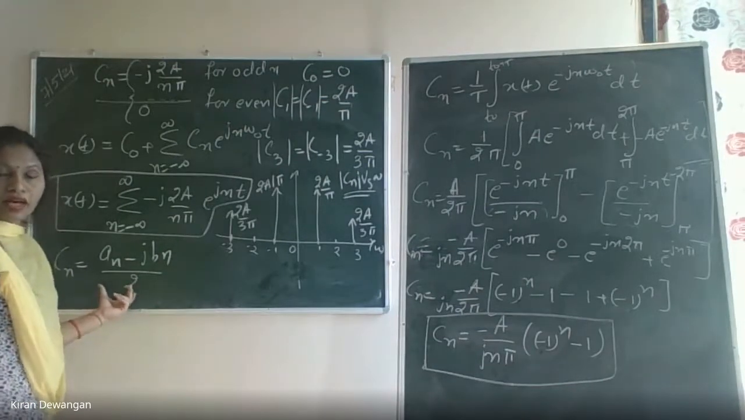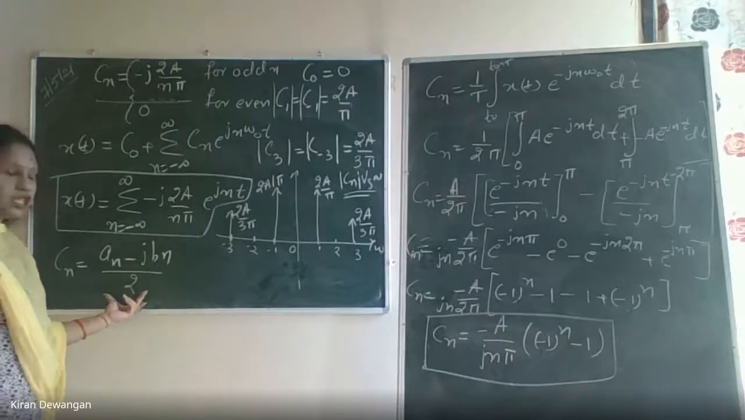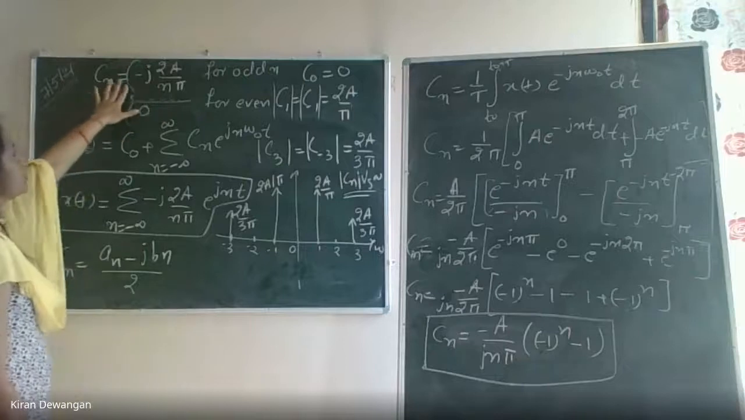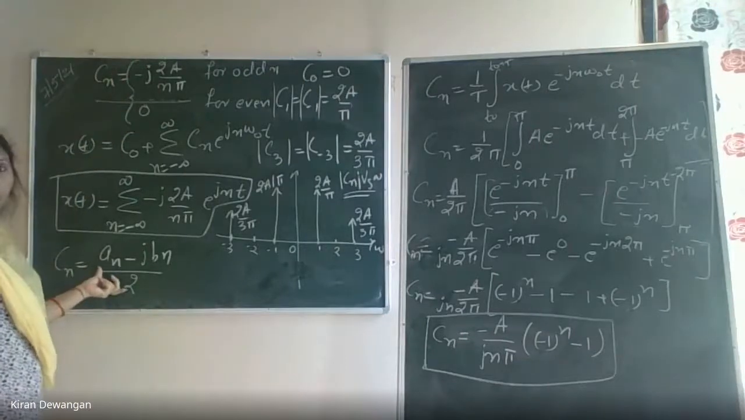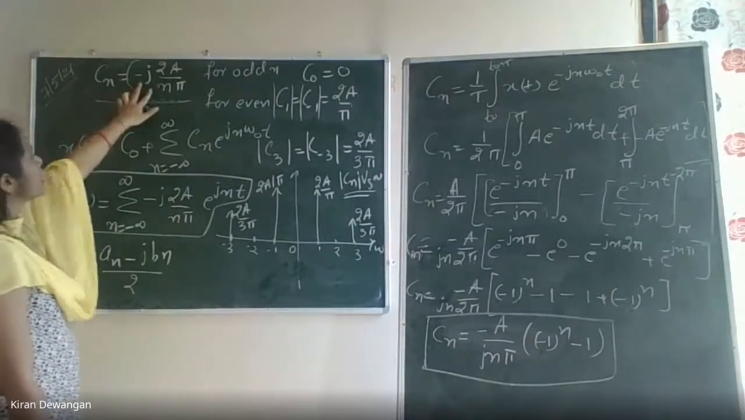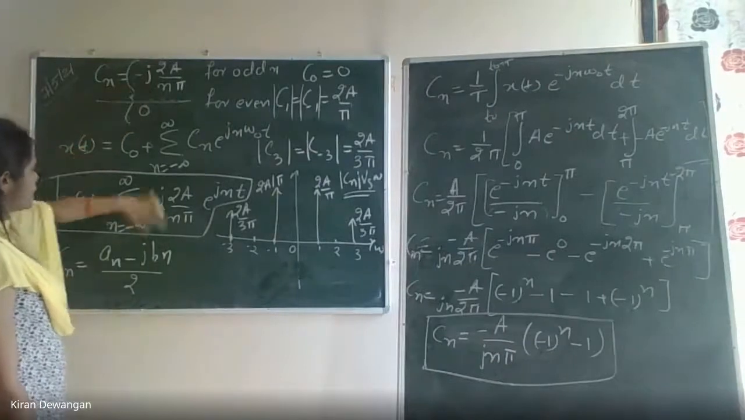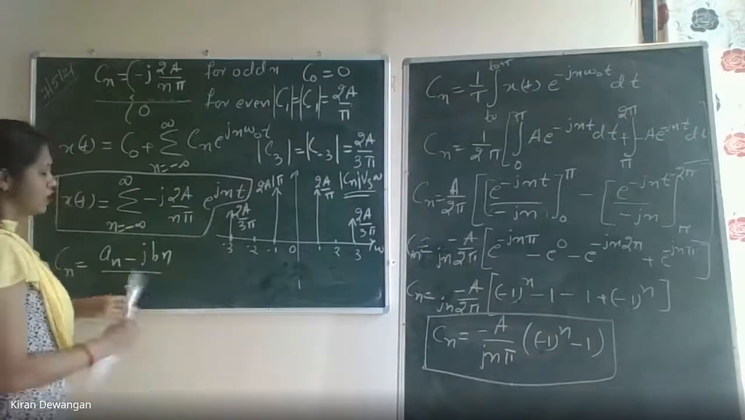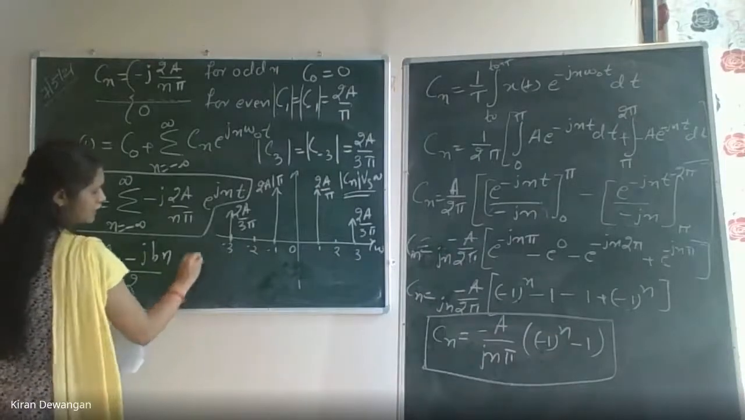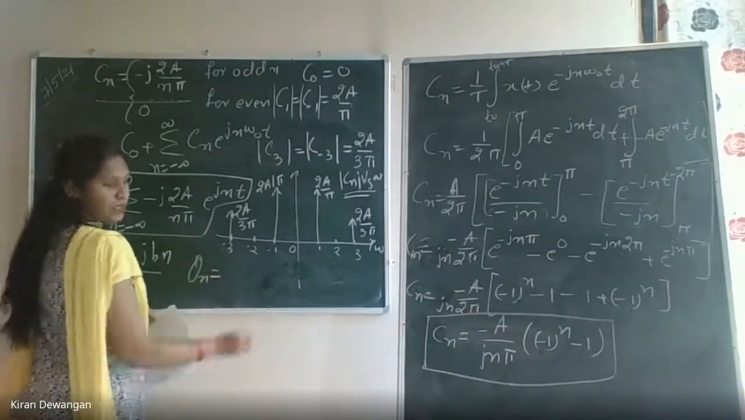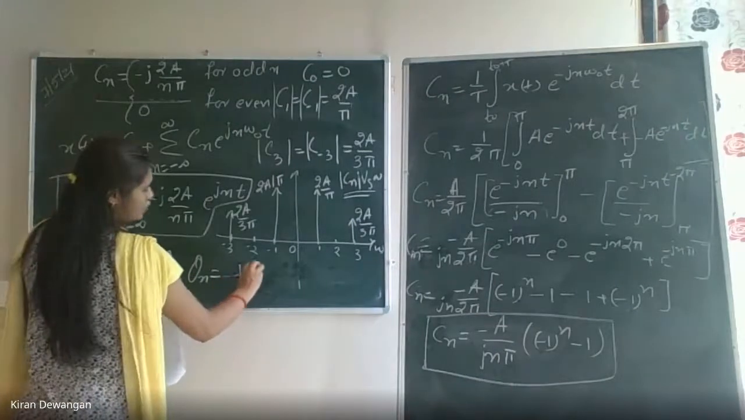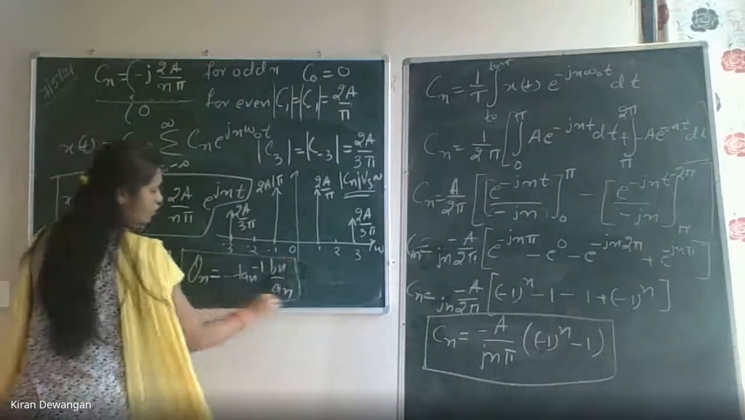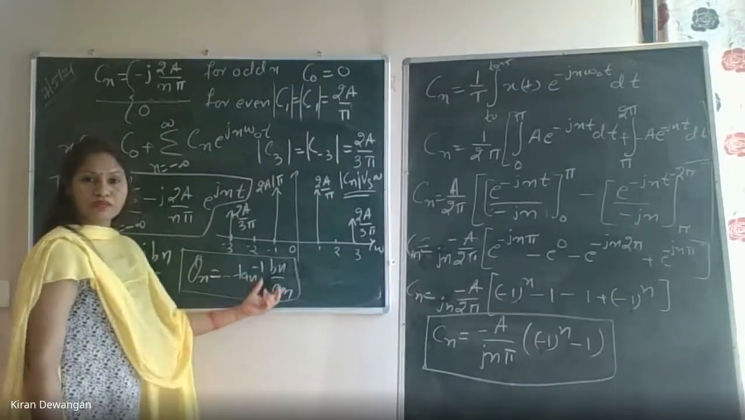We have already found this one in previous lectures. So if we write it in this term, we don't have an by 2 term here. Here minus j is already there. Then we have the Bn term. Bn is 2a by n pi. So what is it actually? If we calculate the theta, it is minus tan inverse Bn by an. Right? We already know that it is minus tan inverse Bn by an.